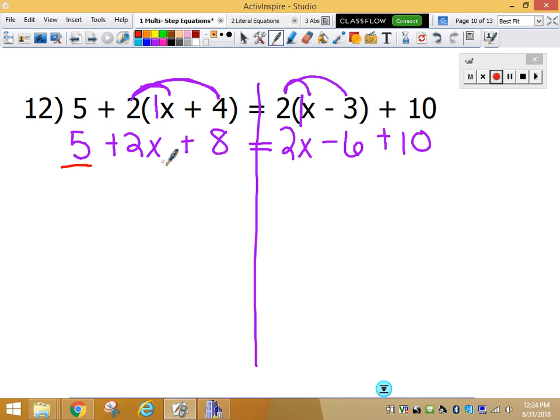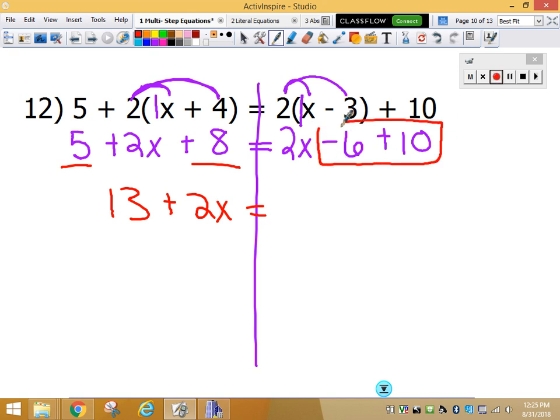On the left, hopefully you see, hey, I can combine those. 5 plus 8 is 13. I'm going to bring down plus 2x. Hopefully on the right you see, hey look, I can combine those. Negative 6 plus 10. I'm going to bring down 2x. Negative 6 plus 10 is a positive 4.